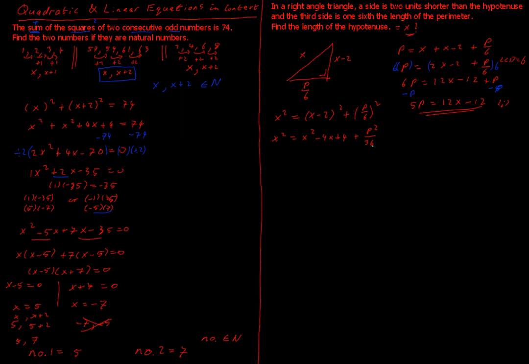Again, I have a fraction here, which I don't like. I also have x squareds on both sides, so they're going to sum to 0. So I'm going to get minus x squared minus x squared. And I'm going to end up with 0 is equal to minus 4x plus 4 plus p squared all over 36.